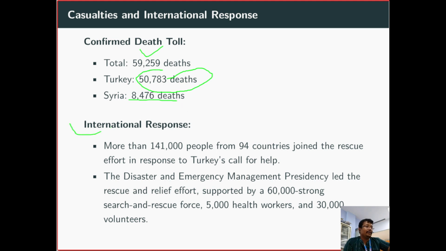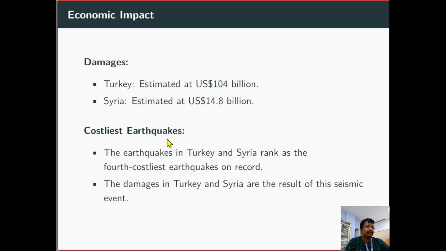Now, here you can go through the slides and find some international response, how the world responded to it, right? So that I'm not going to cover. You can go through this one.